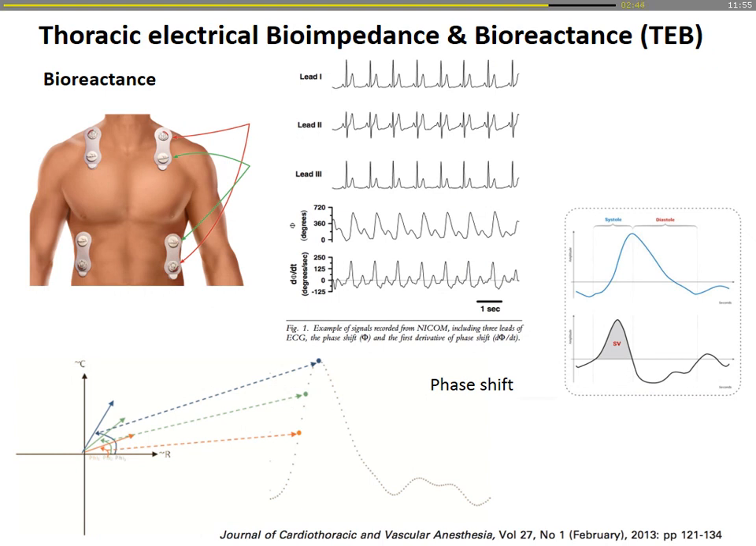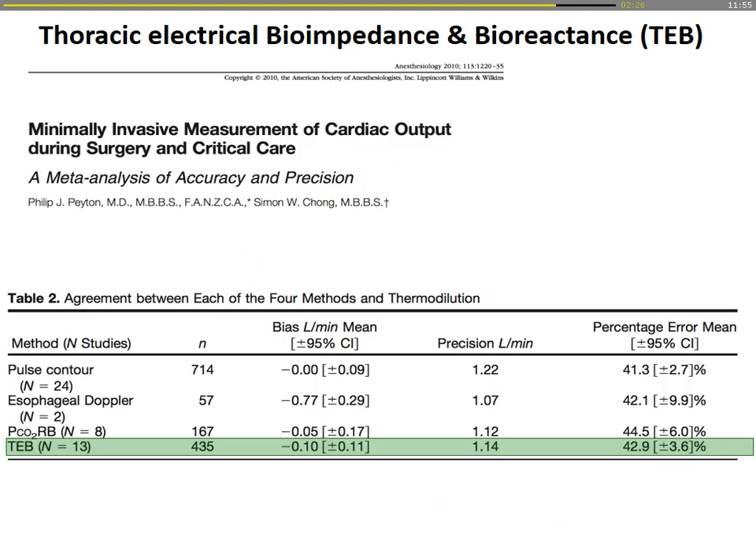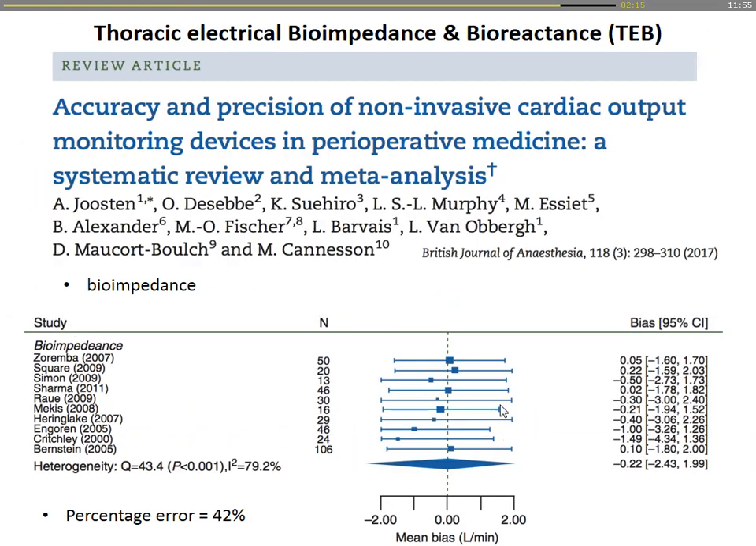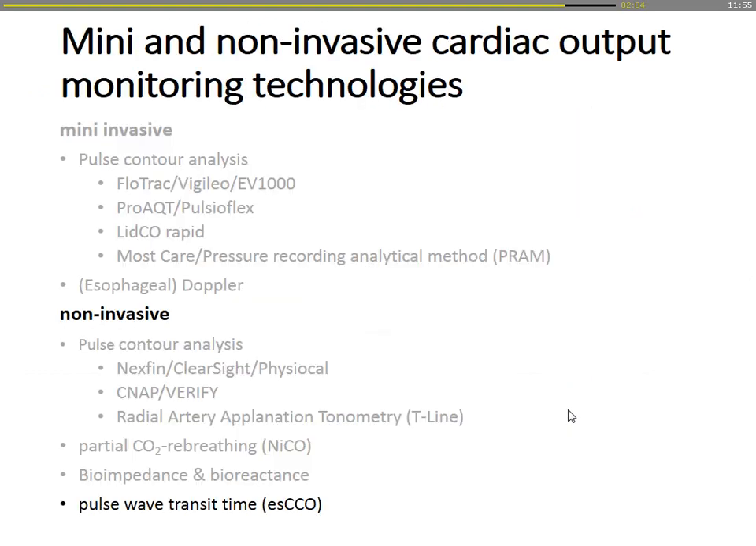A variation of this technique is the bioreactance, which uses a phase shift of the... sorry? Was there a comment? And these are the studies looking at these techniques. They find a better accuracy of this method. But again, in the meta-analysis summarizing these, you find again the same degree of percentage error, 40 to 43% in this case. And this is from the other meta-analysis, also 42% for these bioimpedance, bioreactance technologies. And these are the recommendations from our paper. So not very useful maybe in the ICU.